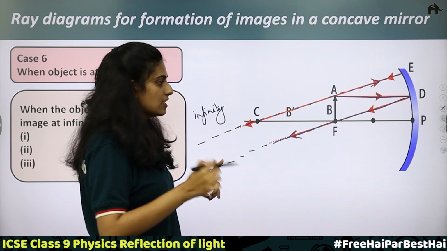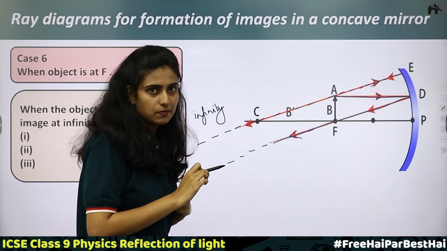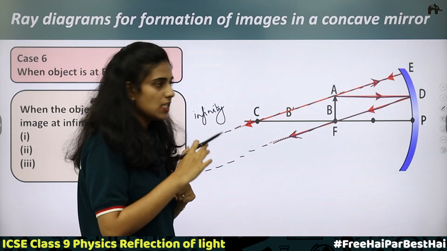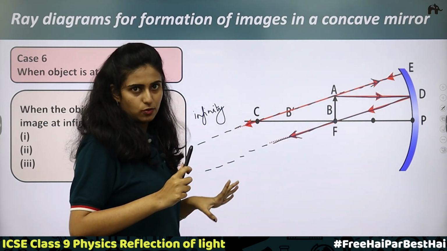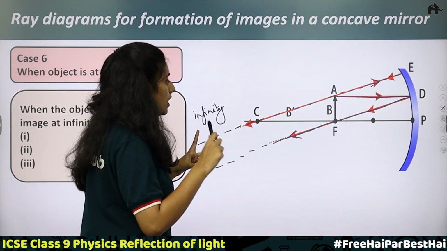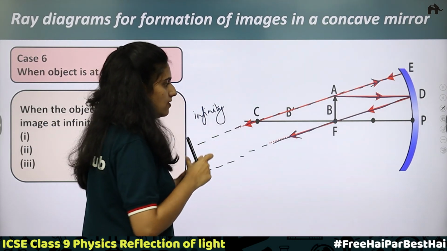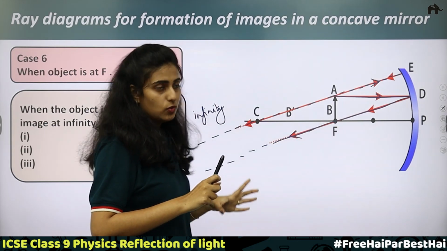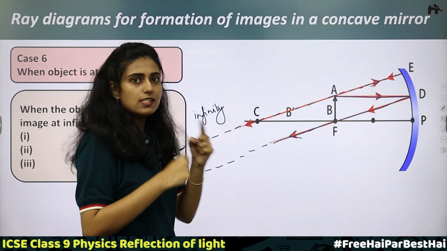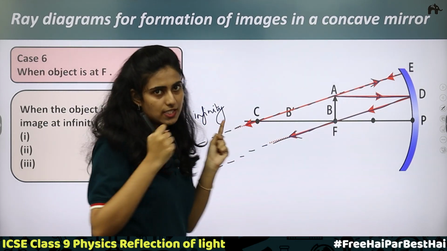After the second case, we can do a similar case. Third case, we have discussed object was beyond C. Where is the image formed? Image is formed between the center of curvature and the principal focus. What about the fifth case? In the fifth case, we have seen the object is between the center of curvature and the principal focus. The image is formed beyond C. Just the opposite. Similar here also, the opposite cases happen.